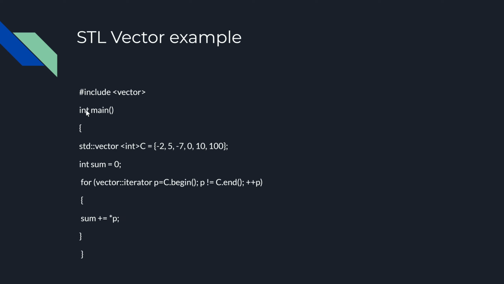STL vector example. #include <vector>. int main, std::vector<int> C equals -2, 5, -7, 0, 10, 100, and sum equals 0. For vector<int>::iterator P equals C.begin(); P does not equal C.end(); ++P, sum plus equals dereferencing P.